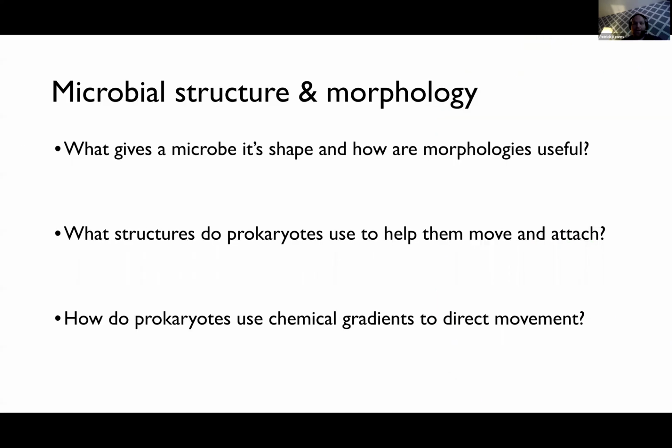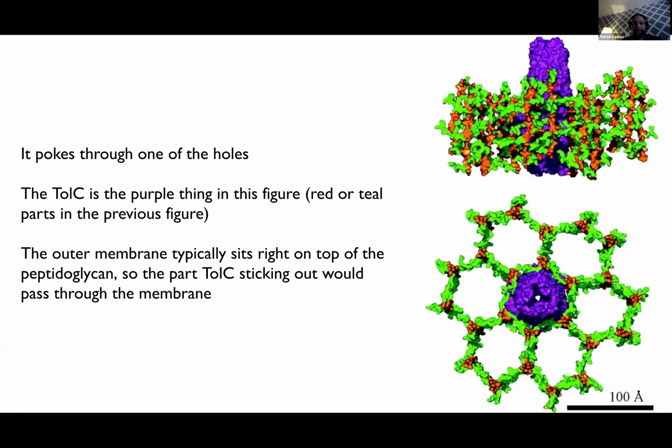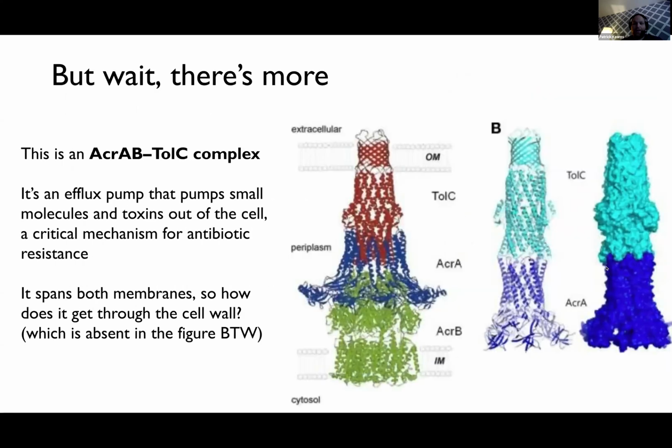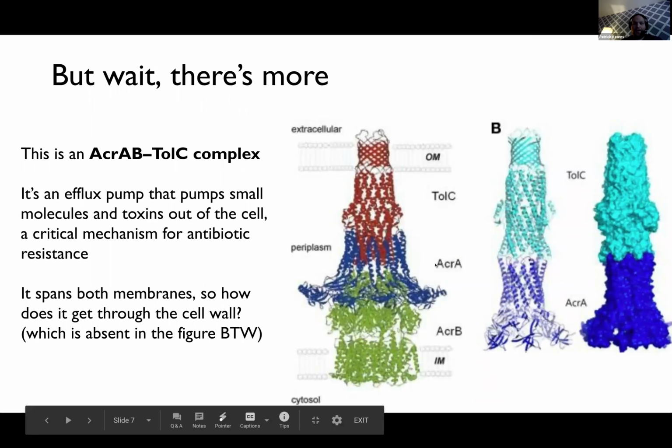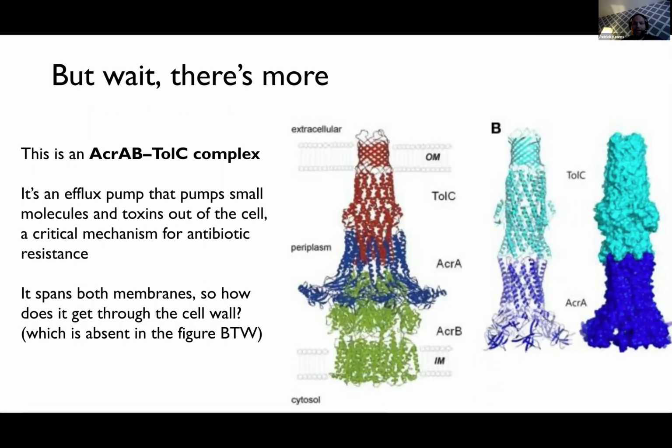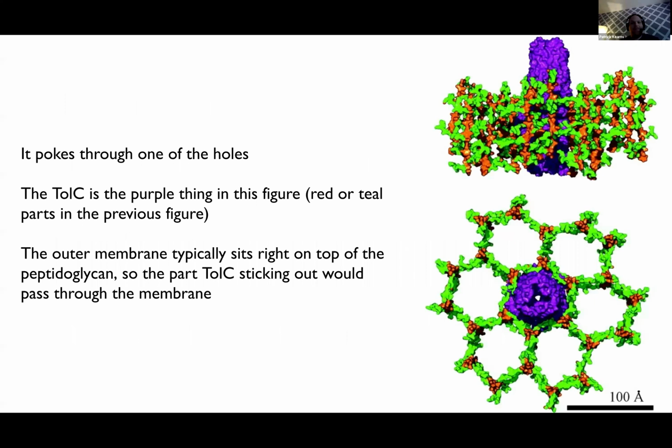Now, just as one last note, there's also the reverse of this. This complex moves things out of the cell. There are complexes that move things into the cell. We'll discuss that later in the semester, how things move in and out. But I just wanted to make note of how the structure of the cell wall relates to what we would call active movement of large or potentially bad things out of a bacterial cell.